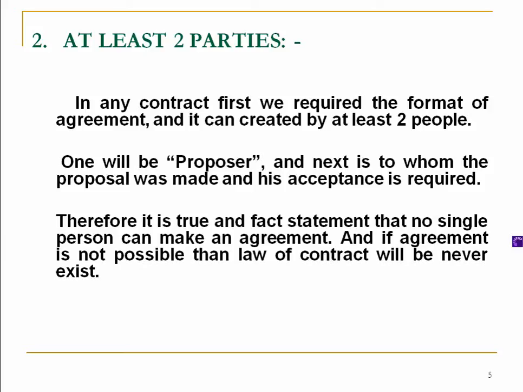And when this proposal is accepted, the proposer is converted to the promiser, and the offeree is converted to the acceptor. Therefore, it is a true fact that no single person can make an agreement, and if agreement is not possible, then the law of contract will never exist. This is a very true point, because a contract is an extension of agreement only. So primarily you require an agreement, and for agreement you require proposal, acceptance and consideration. So first a proposal will be made by a person, and then parallelly it will be accepted by the second party. So therefore you require at least two parties here.